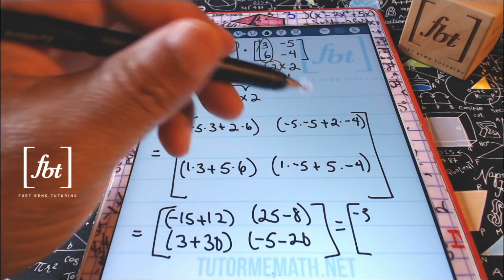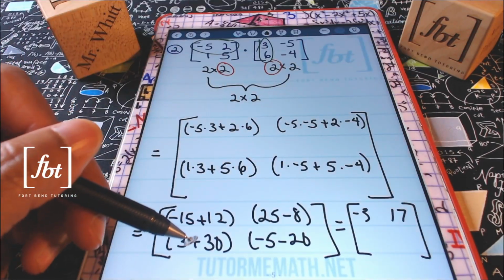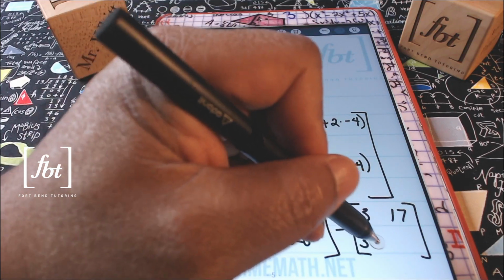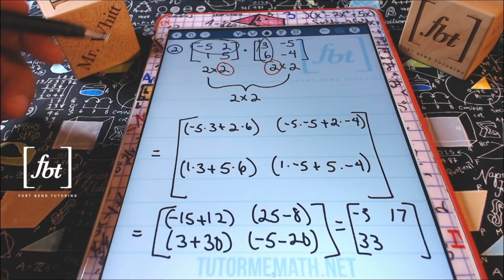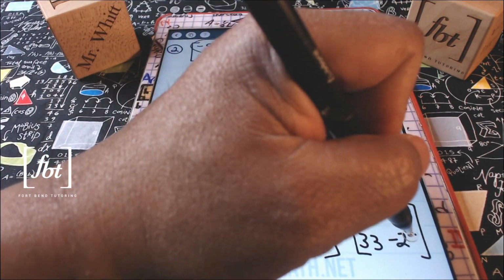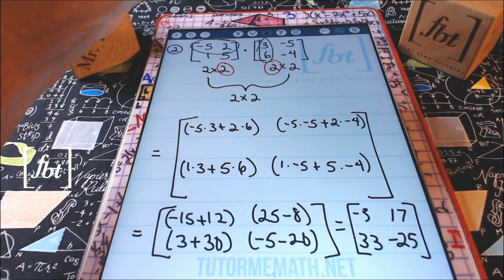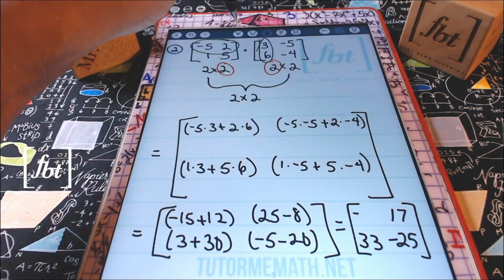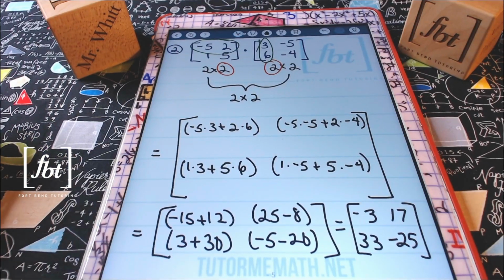25 minus 8, that's going to be 17. 3 plus 30, that gives you 33. And then we have negative 5 and negative 20 to give you negative 25. All right. And this right here with the ugly 3 will be getting changed right now. That's a little better. You have your answer.